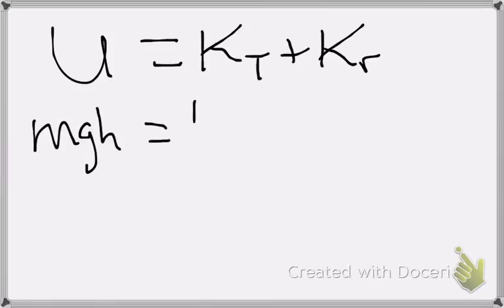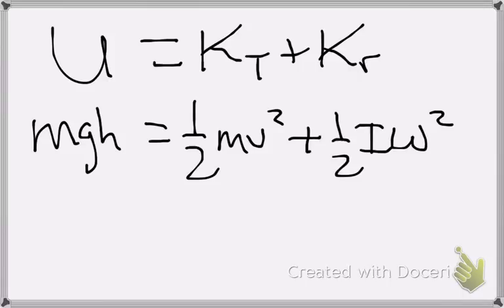Translational kinetic, that's the one we still know, 1/2 mv squared. And then our rotational is 1/2 I omega squared. If we make the appropriate substitutions, we can still solve for the speed, given only the height and the shape of the object. So I'm going to start simplifying this and then showing you where all this algebra comes in.